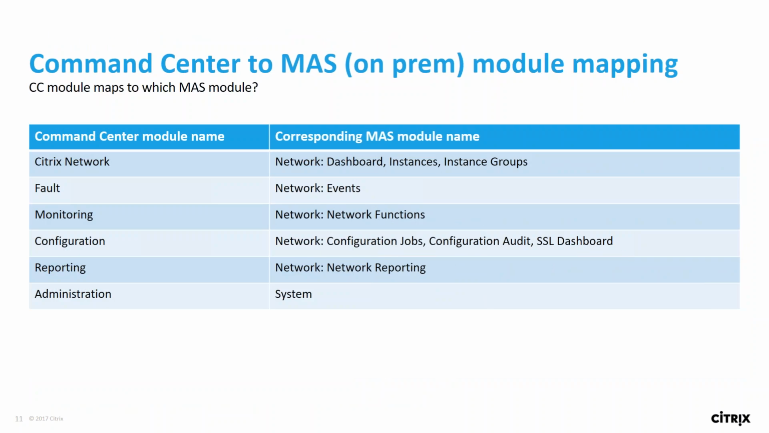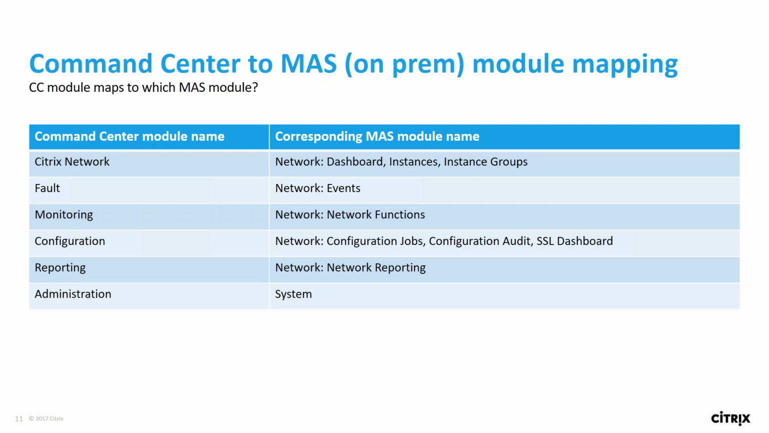So for the existing features which you used to use in Command Center and will use in MAS after you have migrated, I have made a table which will help familiarize you with the Command Center terminology mapping to the MAS terminology. So which module maps to which module? In Command Center, the Citrix network module which you would be using would map to the network module, things like dashboard, instances, instance groups, etc. The fault module will be known in MAS as the network events module.